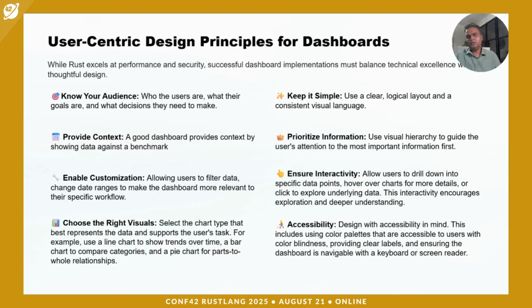Prioritize information. Not all data is created equal. Use visual hierarchy to guide the user's attention to the most important information first. This can be achieved through size, placement, and color. The most critical metrics should be front and center, while supporting data can be placed elsewhere.